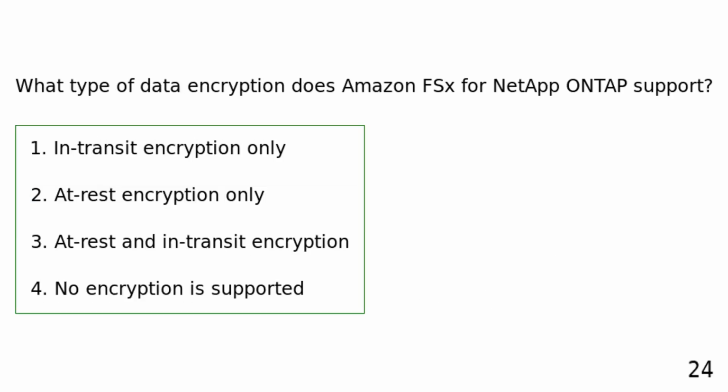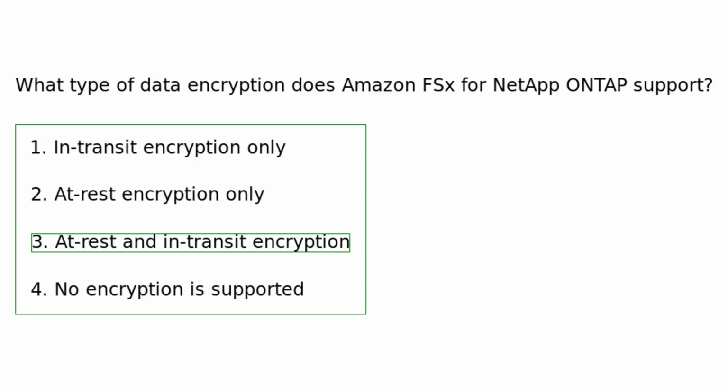What type of data encryption does Amazon FSx for NetApp ONTAP support? In-transit encryption only. At-rest encryption only. At-rest and in-transit encryption. No encryption is supported. Amazon FSx for NetApp ONTAP supports both at-rest and in-transit encryption for data security.